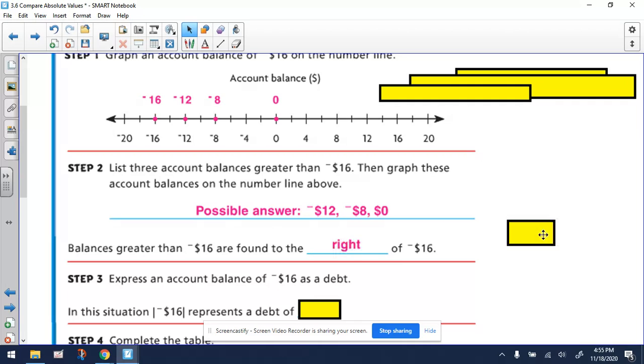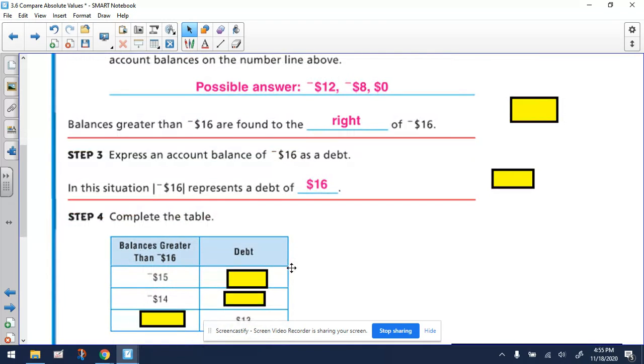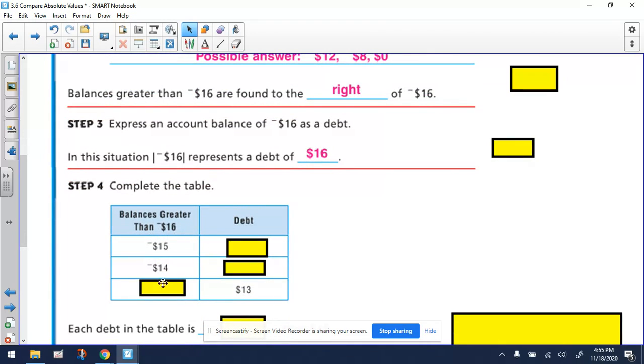Aren't these to the right of negative 16? So if we express an account balance of negative 16 as a debt, in this situation, the absolute value of a negative 16 represents a debt of $16. So if we complete this table and we talk about all of these as debt, this would be $15.